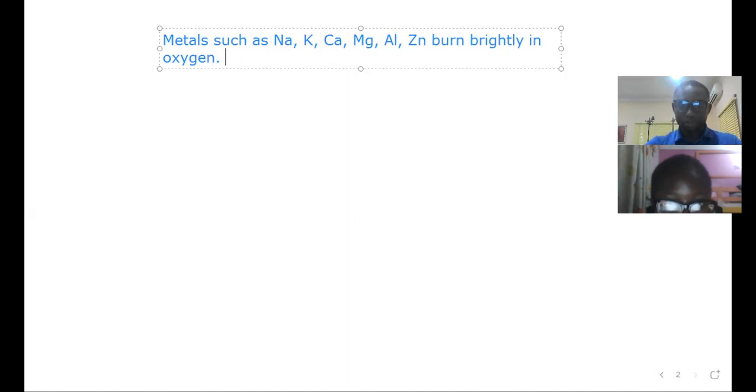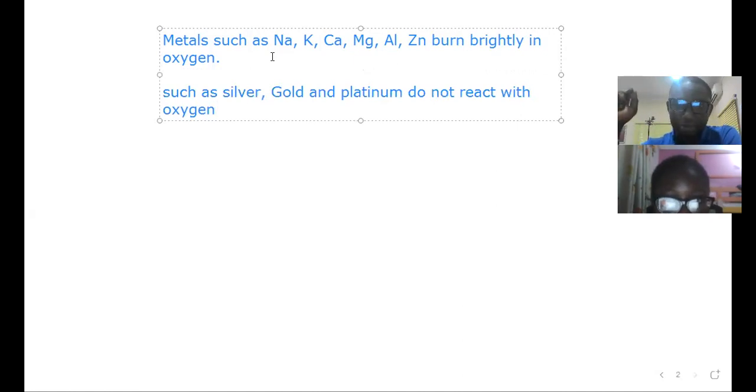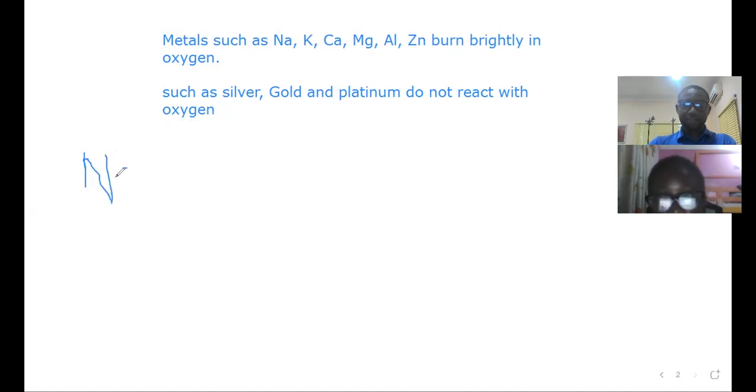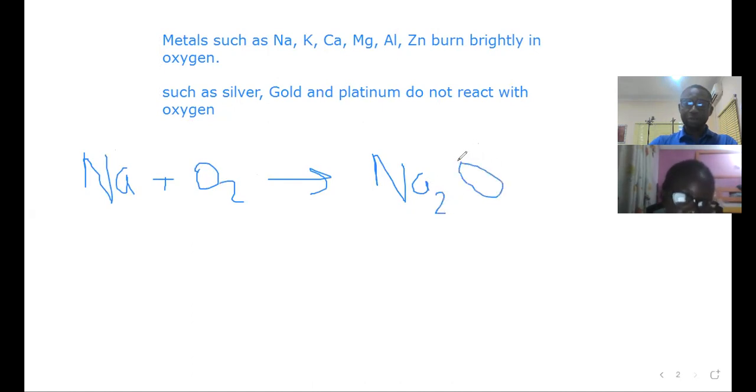But metals such as silver, gold, and platinum do not react with oxygen. They are very low in the reactivity series, so they do not react with oxygen. An example of a reaction of metals with oxygen is sodium plus oxygen. If we try to react sodium with oxygen, that's a very vigorous reaction. Now we should be having Na2O. Now this is 4. This is a very vigorous reaction and it's not advisable you try that.